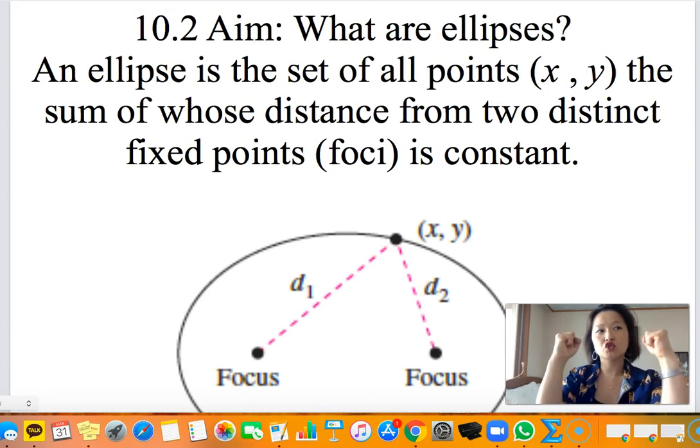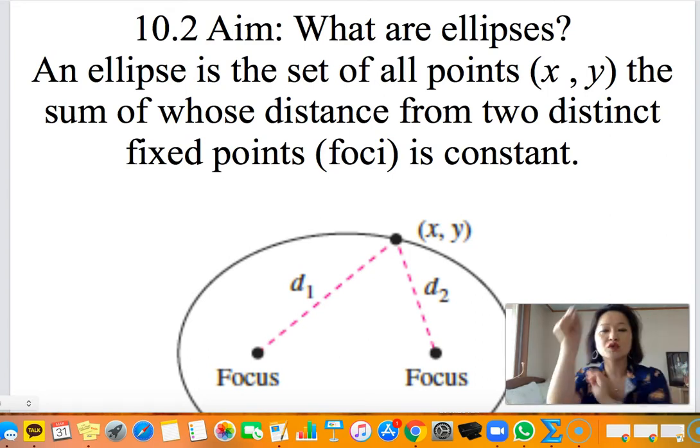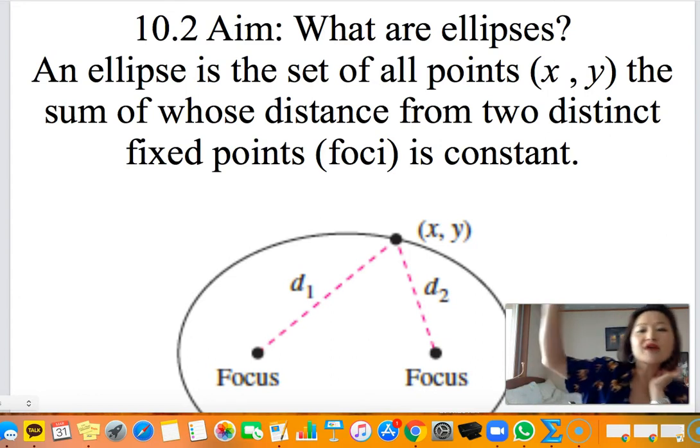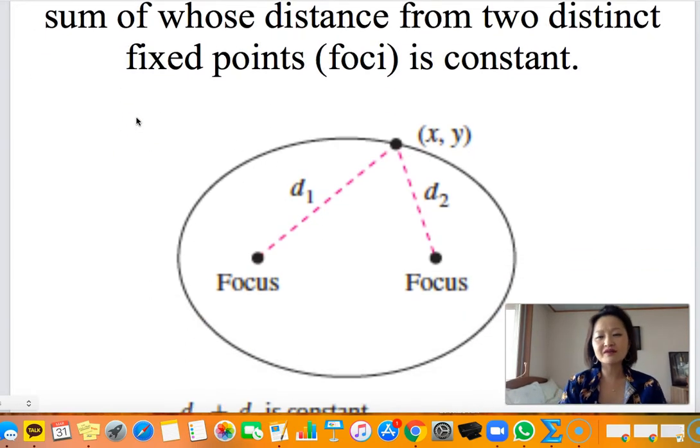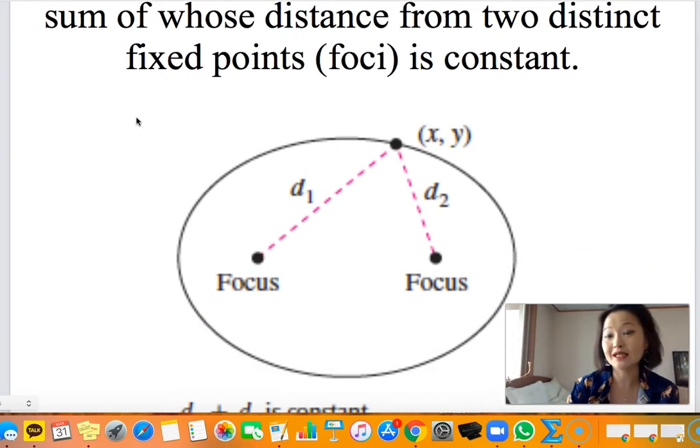So you attach a string to focus 1 and focus 2, and you stretch it out. D1 and D2 don't change; they stay constant. The lengths of D1 and D2 don't change. So when you pull it, you go around and you create an ellipse that looks like this. It looks like a bit of a distorted circle, and that's what an ellipse actually is.